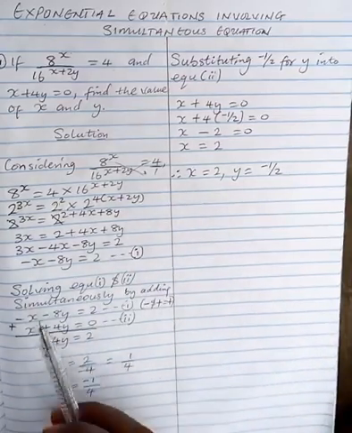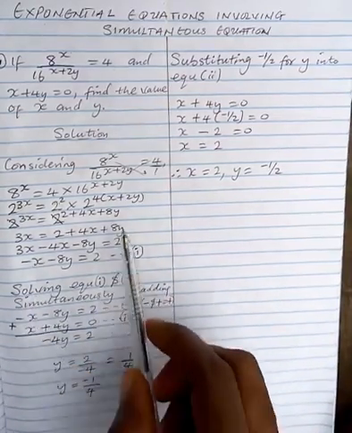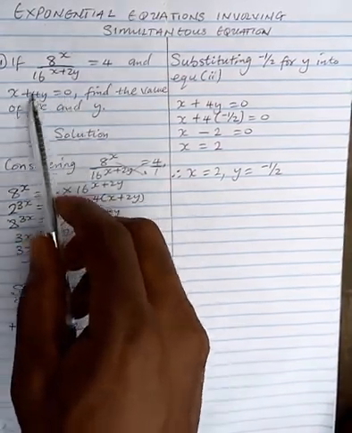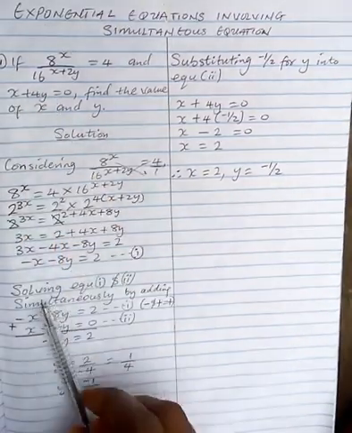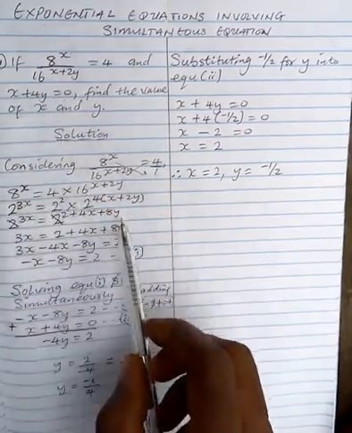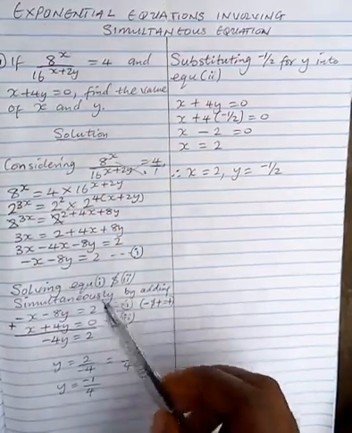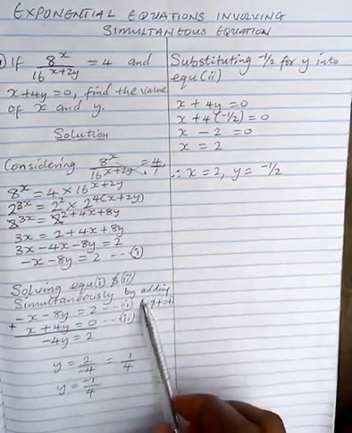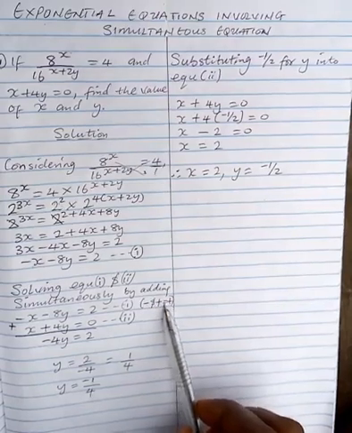All right. Now we solve equation 1 and 2, because equation 2 is already in linear form. So we solve equation 1 and equation 2 simultaneously by adding. Why are we adding? Look at this. It says plus and minus is equal to plus.